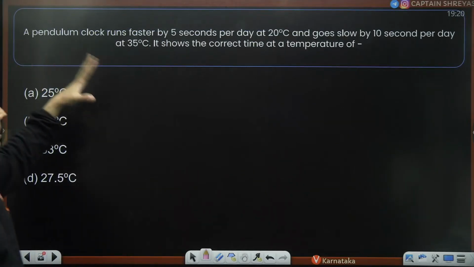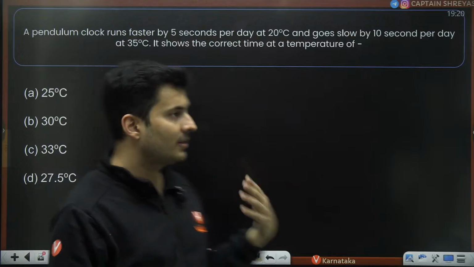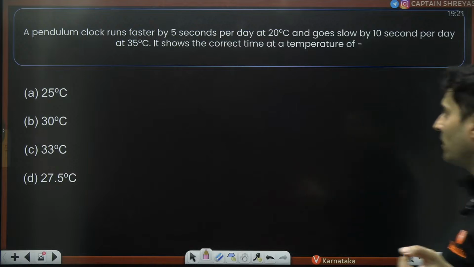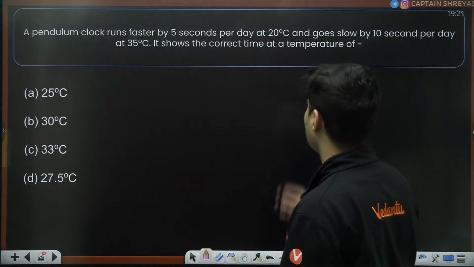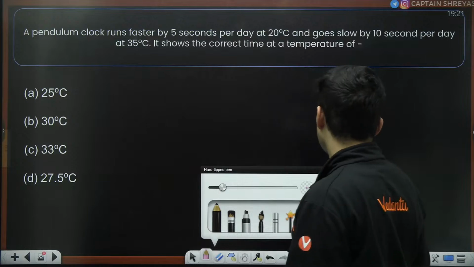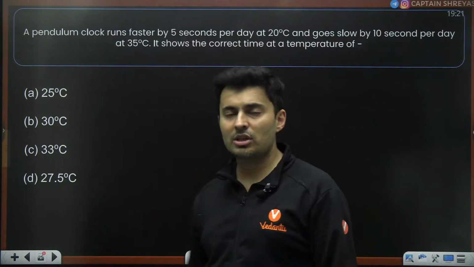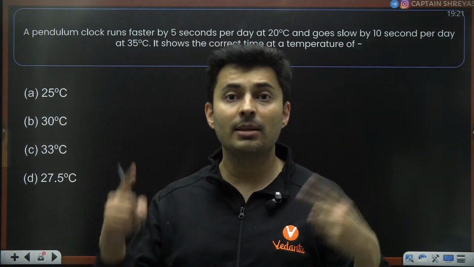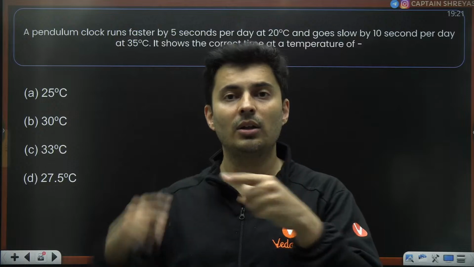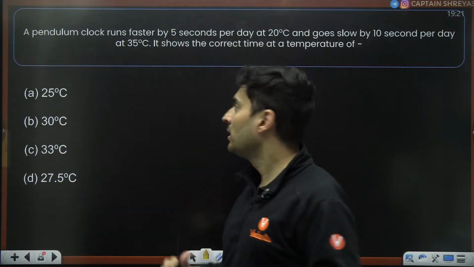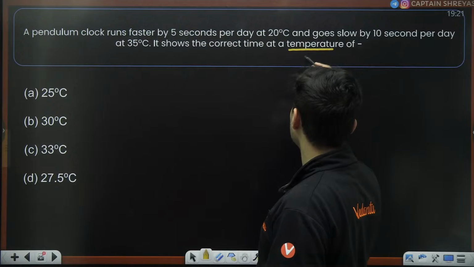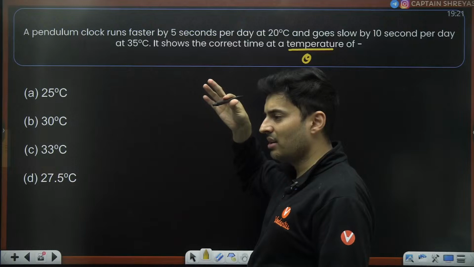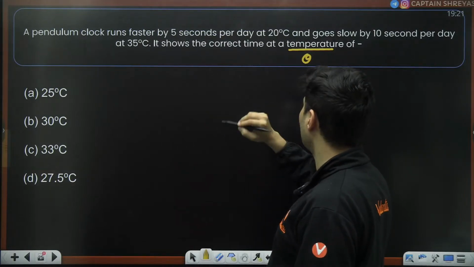Okay. Pendulum is running 5 seconds fast at 20 Celsius and slow 10 seconds at 35. So it shows correct time at what temperature? This is a question based on thermal expansion and oscillation. When you heat something, the length changes and the pendulum's time period is dependent on the length of the pendulum. Okay. So let's say the correct time is shown at temperature theta. Time symbol is T, temperature symbol T will be confusing. So that's why I use symbol theta.